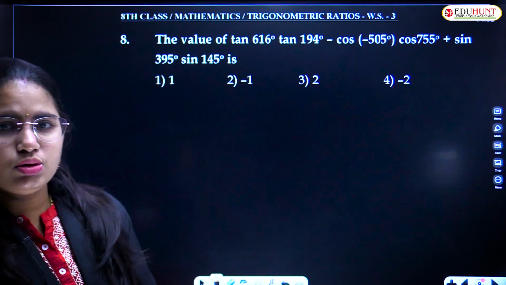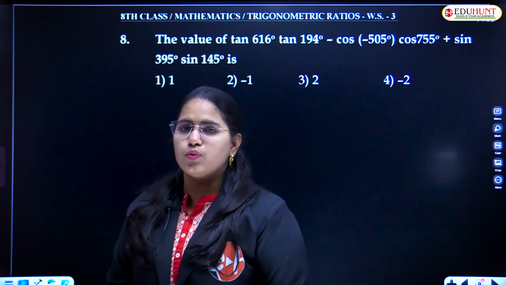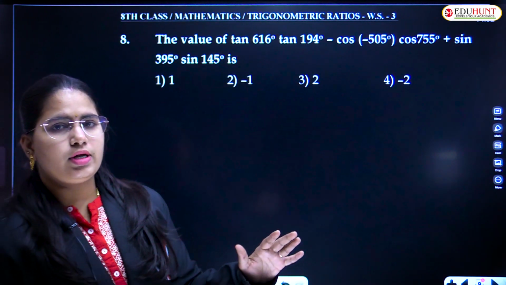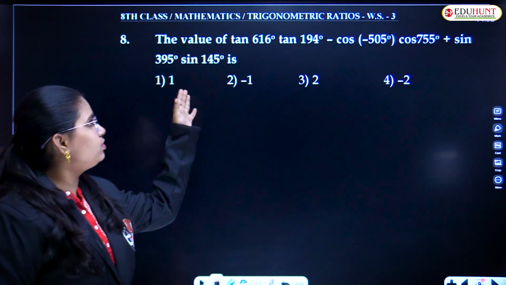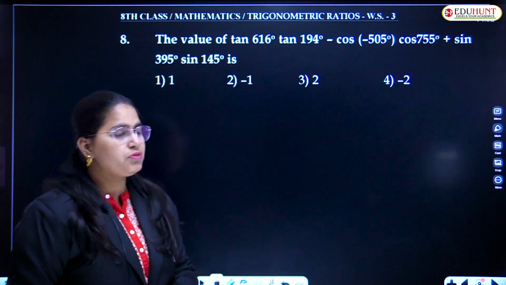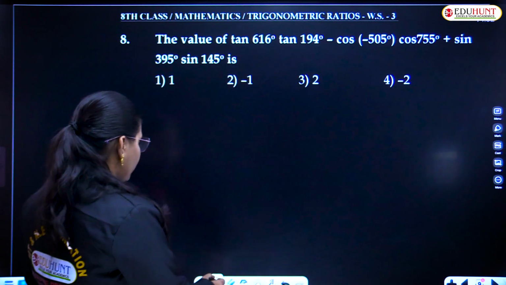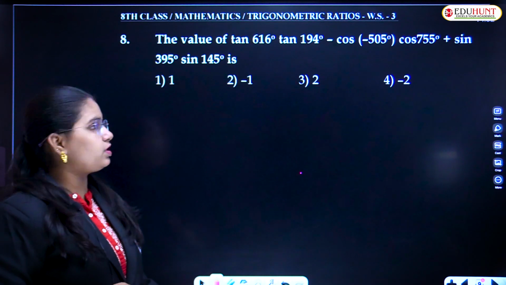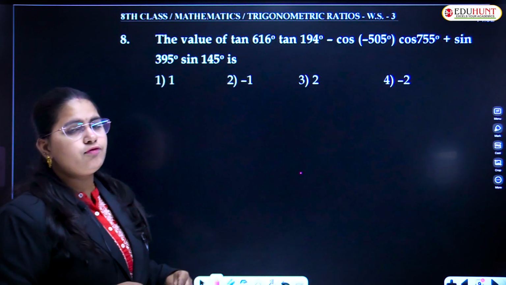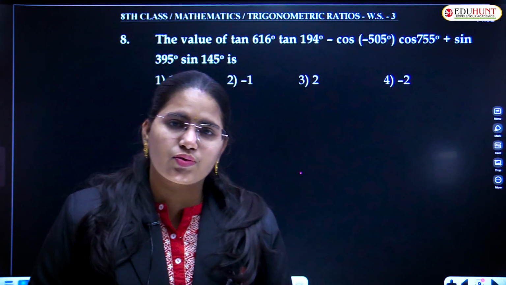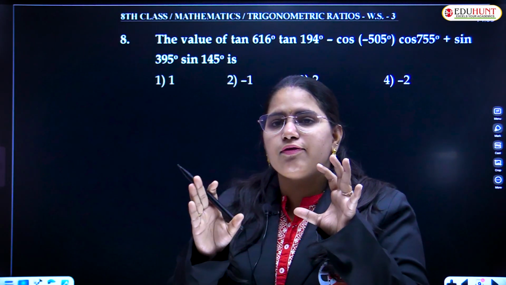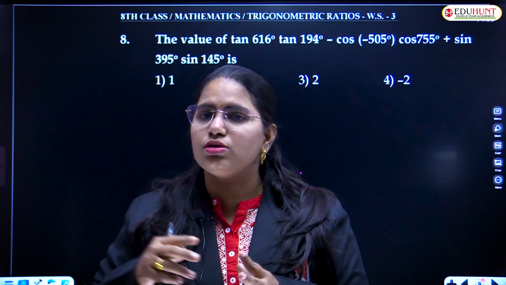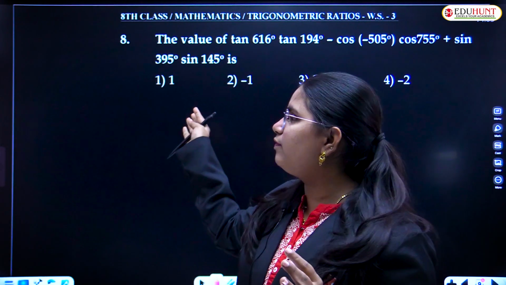Chalo. We'll get back to the next question, which is the 8th question of our worksheet. We are done with problems 6 and 7, right? So let's read out the next question. The value of tan 616 degree, tan 194 degree minus of cos minus 505 degree into cos 55 degree plus sine 395 degree and sine 145 degree. First, as usual, I'll find the values of every particular trigonometric ratio, then put in all the substituted values and solve the problem.